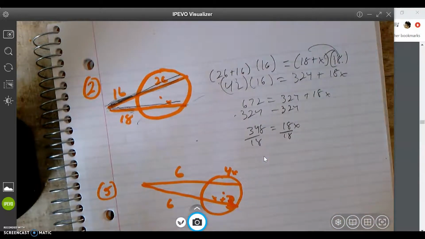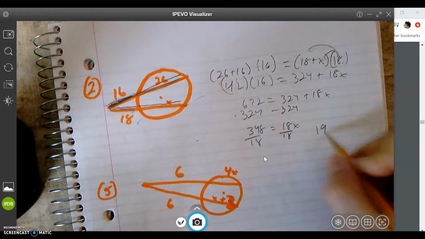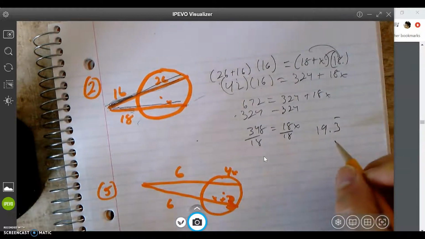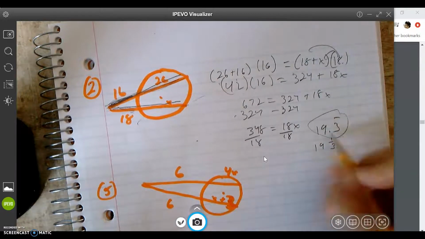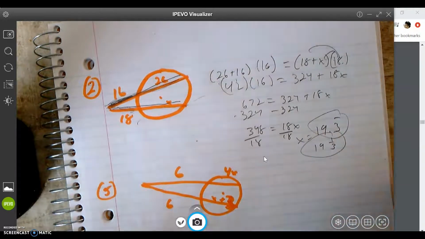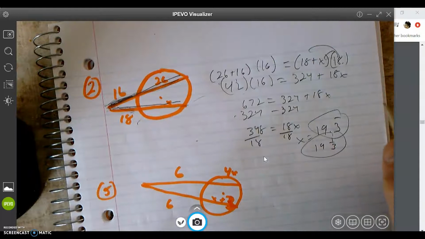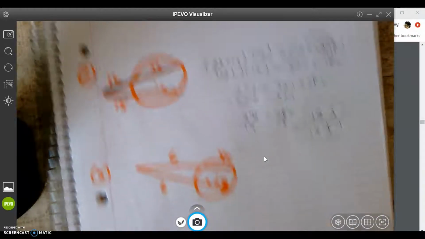What do we get? We got 19.3 repeating, aka 19 and 1/3. Both are acceptable answers. That's what x equals. Cool. All right, nice job. Let's move down to number 5.